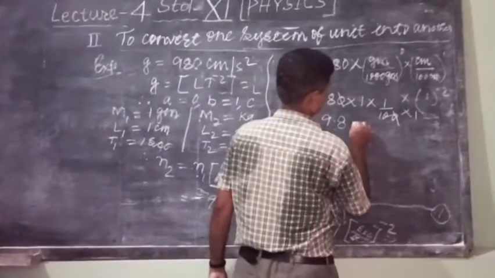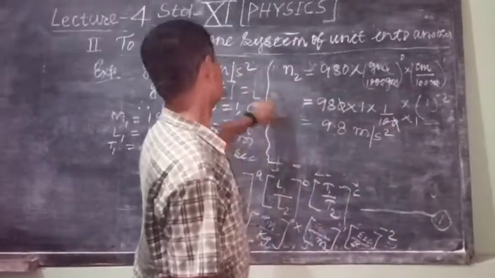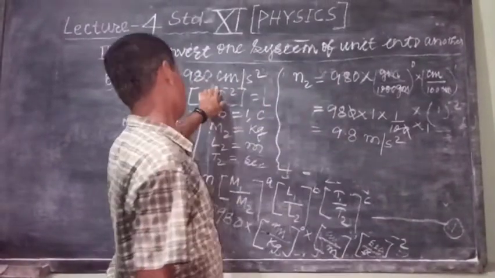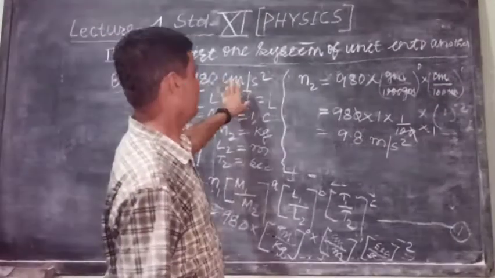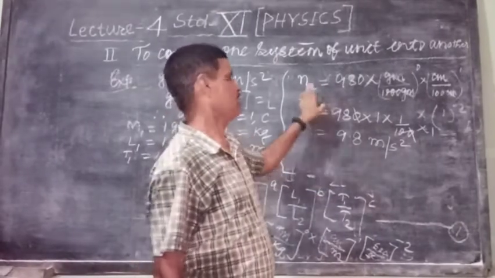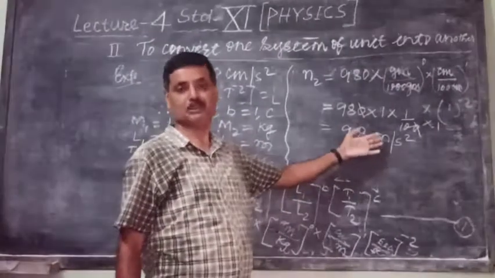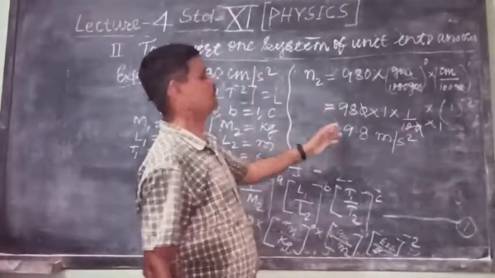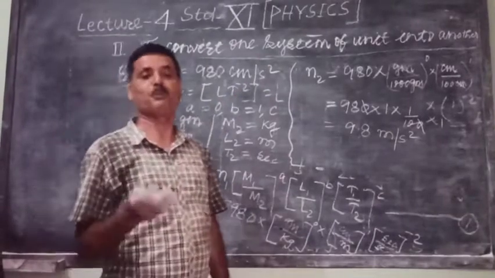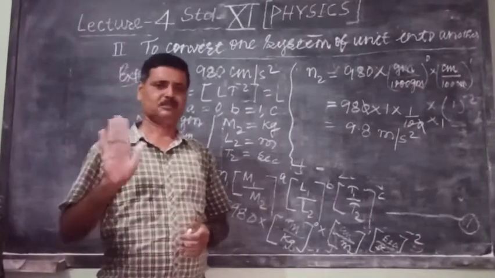The numerical value in the second system of unit, that was your SI unit, is 9.8 meter per second square. Our target was to convert this acceleration due to gravity from CGS, and its value in SI will be 9.8. The value of small g is already well known to all of you in the SI system: 9.8 meter per second square. So it was the very first example for the conversion of one system of unit into another system of unit. Okay, thanks, bye bye.